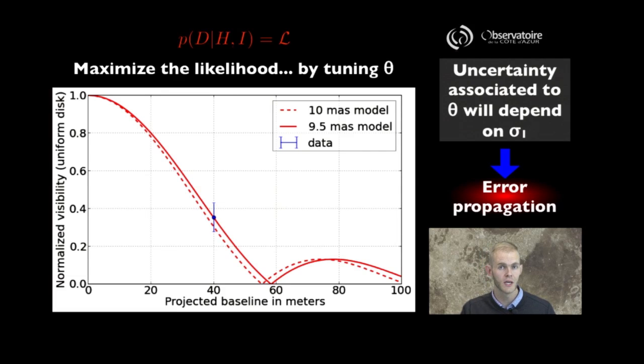But you see here how important it ends up being to produce the observables with the smallest possible uncertainty, because they are the ones that are going to help us constrain better and better the parameters of the object we're observing.